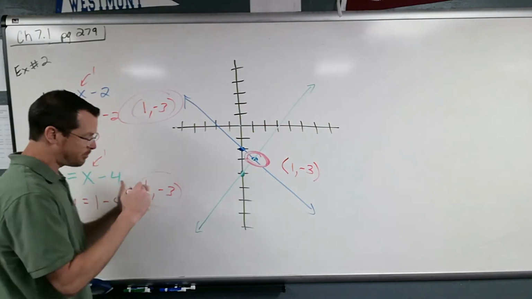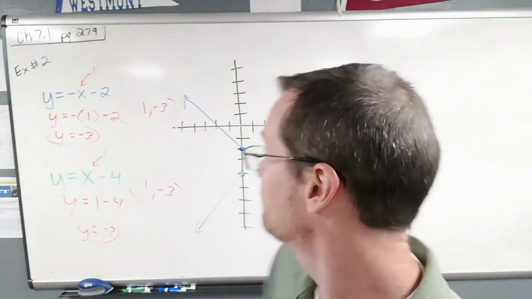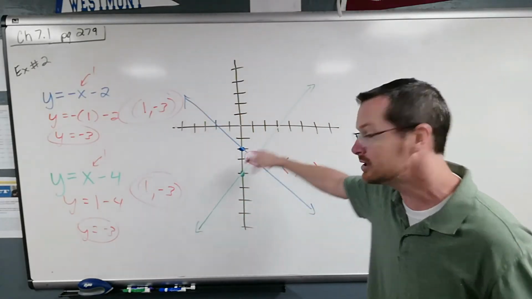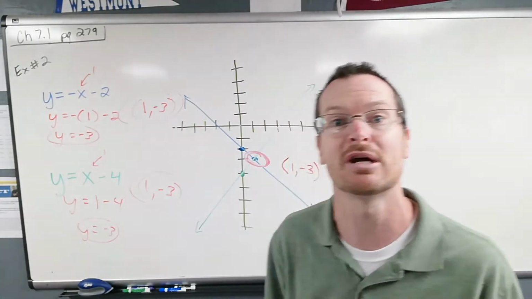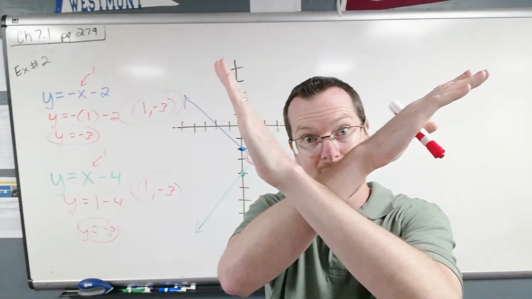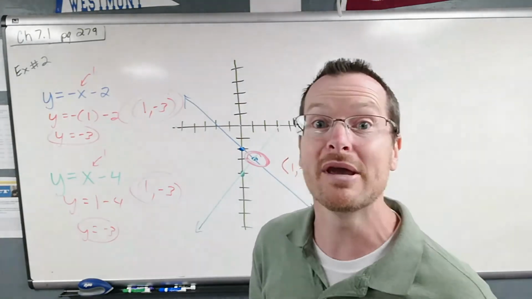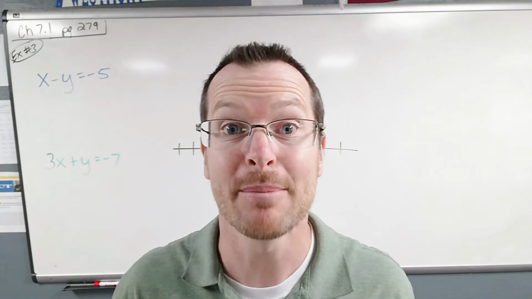This is the only point. 1 comma negative 3 is the only point that fits in both lines. See, the blue line and the green line both share that point. It's called a system of equations because you have a system, 2 equations, and they're hitting at the very center point right there, and you're looking for that point. We found it. Hallelujah!